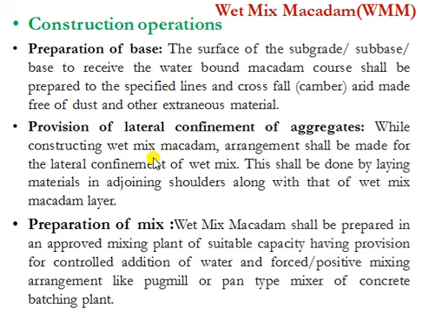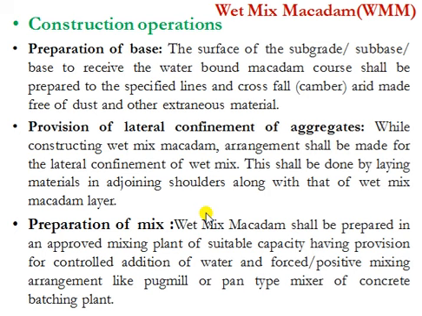And here the main advantage of constructing lateral confinement is that the road surface to be constructed is retained in between them, and it becomes easy to further lay the coarse aggregate. Hence, we should provide lateral confinement of aggregates in the construction.